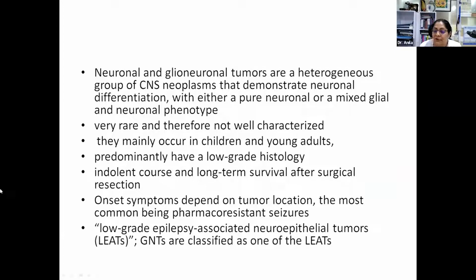So neuronal and the glioneuronal tumors are a heterogeneous group of CNS neoplasms that demonstrate neuronal differentiation with either a pure neuronal or a mixed glial and neuronal phenotype. So they are very rare and therefore they are not well characterized, and they mainly occur in children and young adults and have a low-grade histology. They usually have an indolent course and a long-term survival after surgical resections. The onset symptoms depend on the tumor location, and the most common being the pharmacoresistant seizures. So they are also called the low-grade epilepsy-associated neuroepithelial tumors, the LEATs.